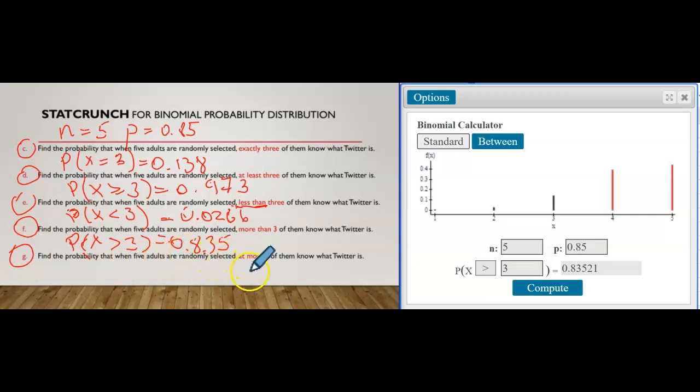And finally, let's find the probability that when 5 adults are randomly selected, at most 3 of them know what Twitter is. Let's translate it into a mathematical statement. At most means 0 or 1 or 2 or 3, including 3. So the inequality sign would be less than or equal to 3. Let's enter it in StatCrunch. Choose the sign less than or equal to 3. It equals 0.165, rounded to 3 significant digits.